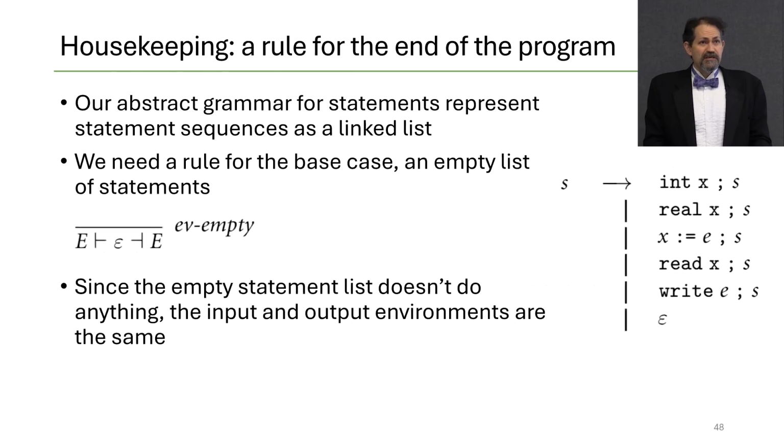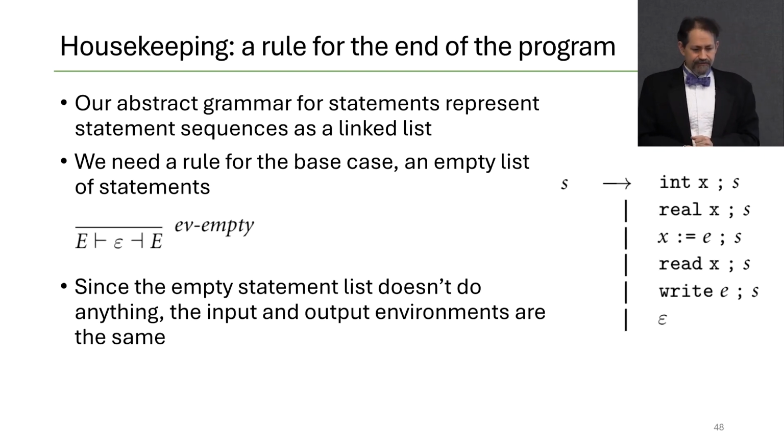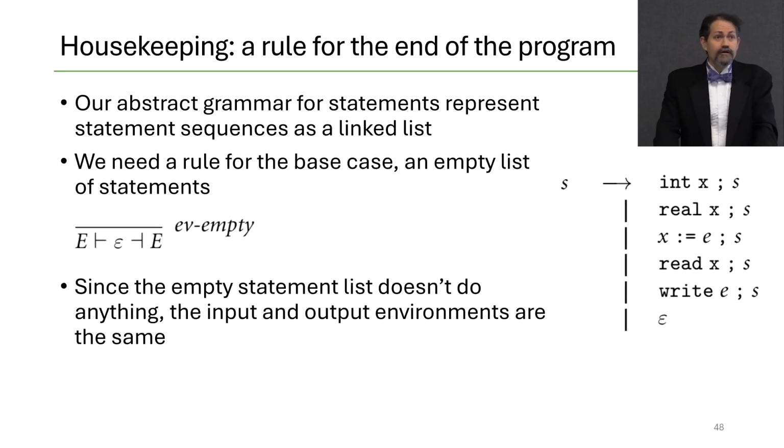Let's do a little bit of housekeeping. Remember that our abstract grammar represents statement sequences as a linked list. And so we need a rule for the base case, basically an empty list of statements. The evEmpty rule just takes an empty list and says, if you evaluate this empty list in an environment E, you get back that same environment E, because there are no statements to change any variables in E. Thus, the input and output environments are the same.